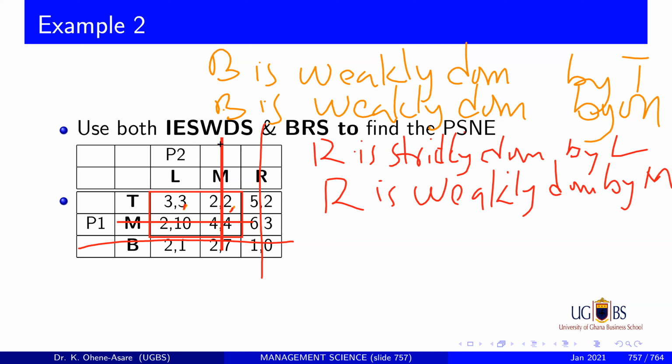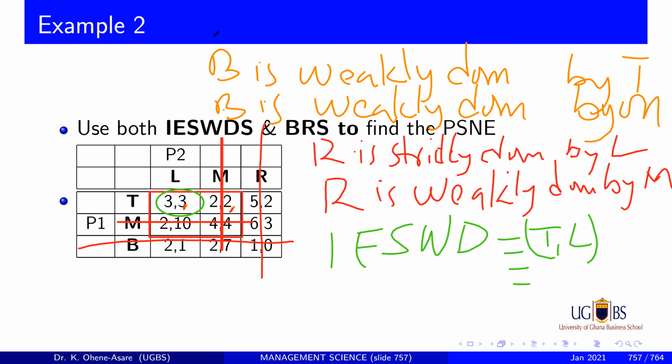Okay, and so we can now conclude that our final answer using iterative elimination alone is this. The final result of iterative elimination of strictly or weakly dominated strategies is T and then L, giving us 3 and then 3. So that is it.